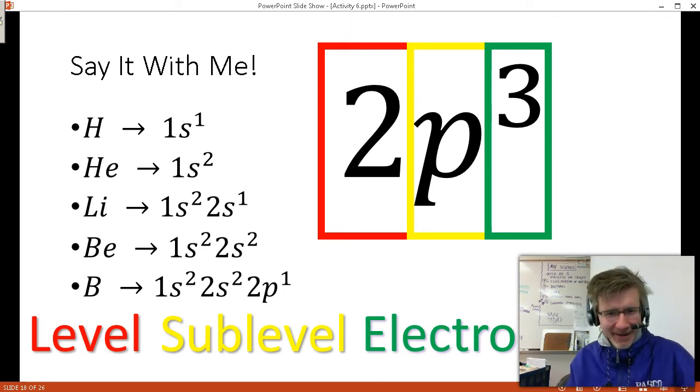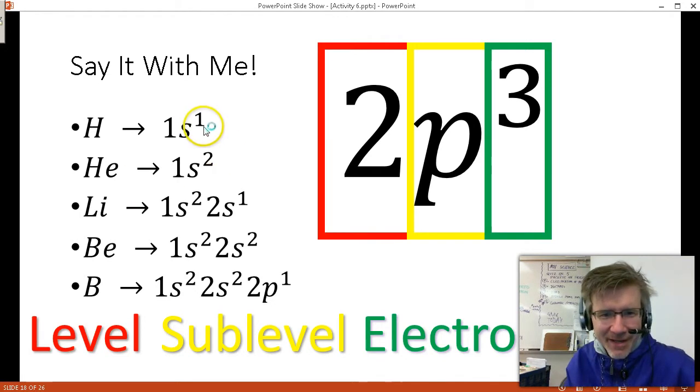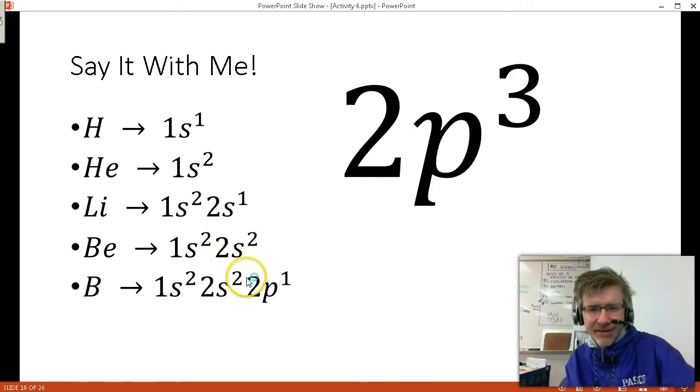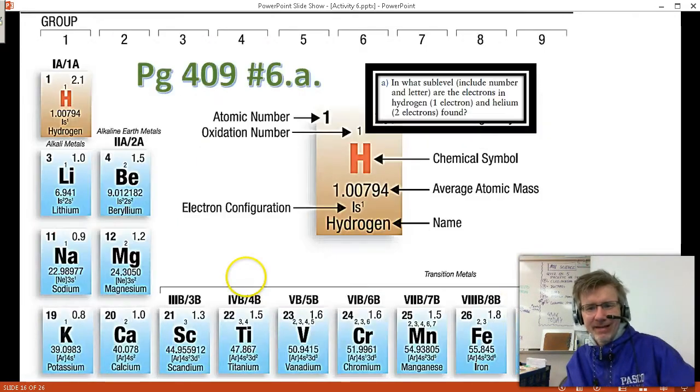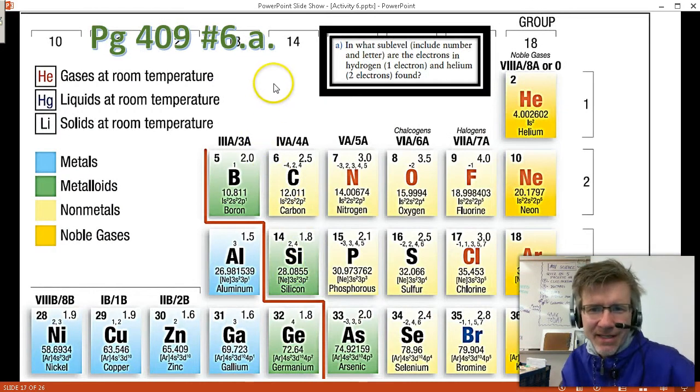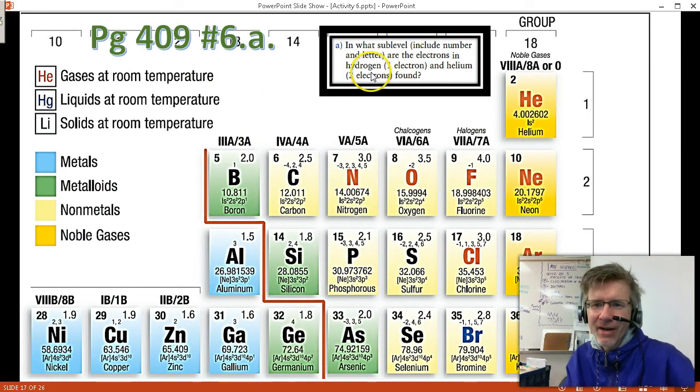So check it. Right here, this is the number of electrons in hydrogen. You add up these little superscript numbers. So lithium has 3 electrons. Beryllium has 4 electrons. Boron has 5 electrons. That's all there is to this, okay? So let's go back to this one right here. Number 6A. In what sublevel are the electrons in hydrogen? We just did that one.